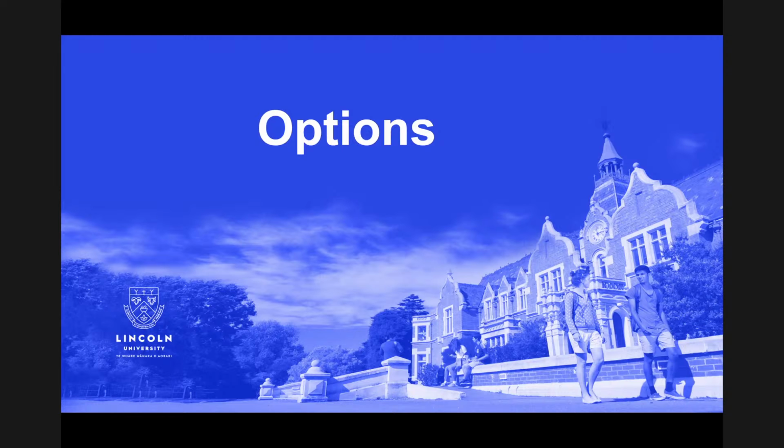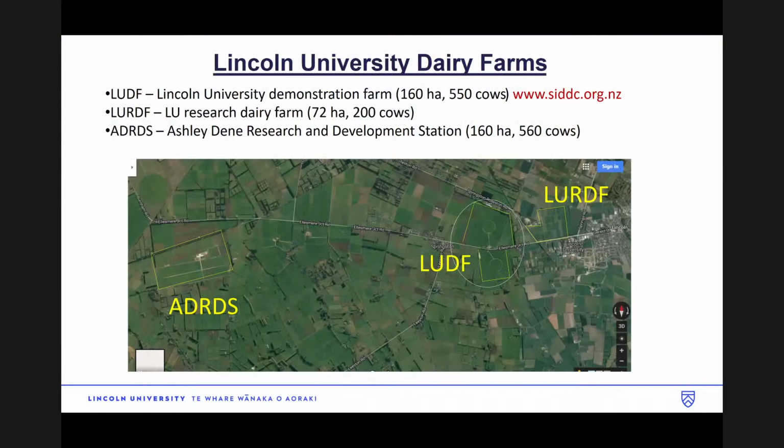When I'm going to talk about these options, I'm going to be talking in reference to the Lincoln University farms. We've got 3 Lincoln University farms. We've got a research dairy farm, which is quite small. Then if things go well, it gets scaled up to our Ashley Dene, which is ADRDS. And then if all things go well, we apply it to our commercial farm, which is the Lincoln University Dairy Farm, which is in the top 2% of profitability. So the research does get scaled up to see if we can apply it within a commercial system.